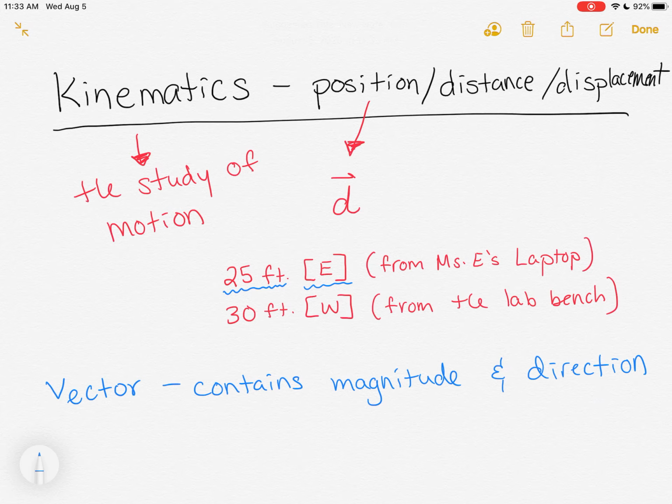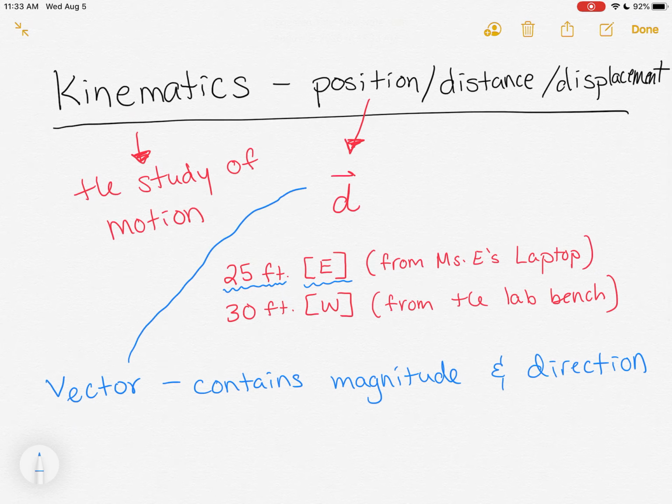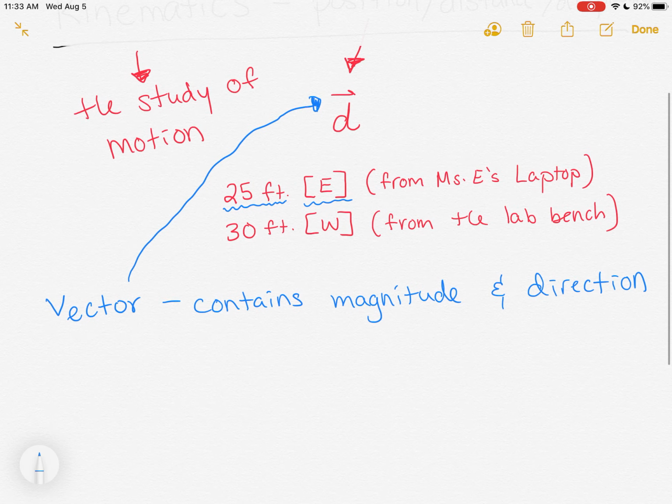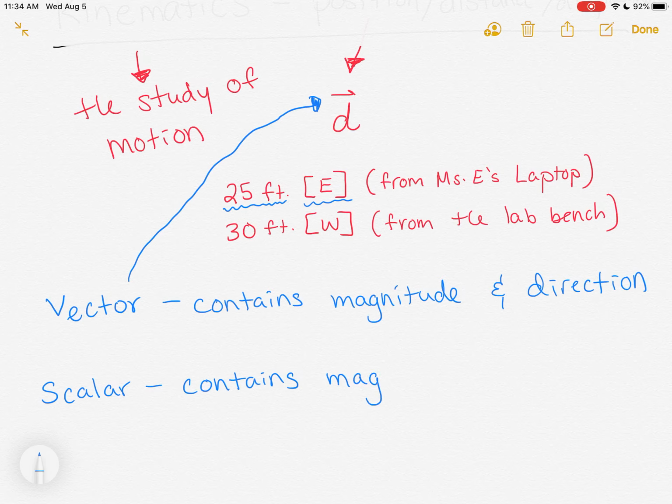Okay. And so that's what that little arrow on top of our position symbol means. That means that we're dealing with a vector. Okay. So vectors have those little arrows over top of them to denote that they're a vector. Now that's different from something called a scalar. A scalar contains magnitude only. So a scalar measurement just contains magnitude, no direction. So a scalar measurement could be 25 feet, but there's no direction to show us that it's in respect to anything else.